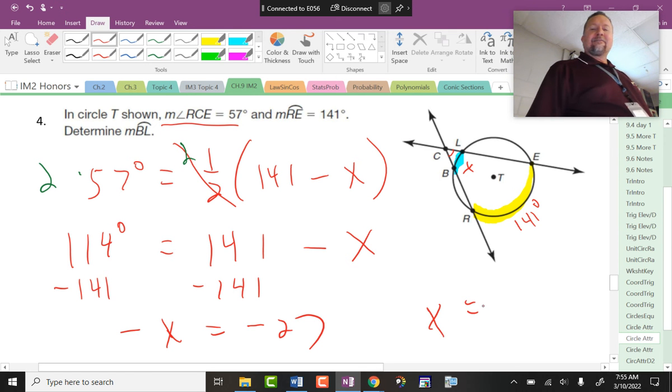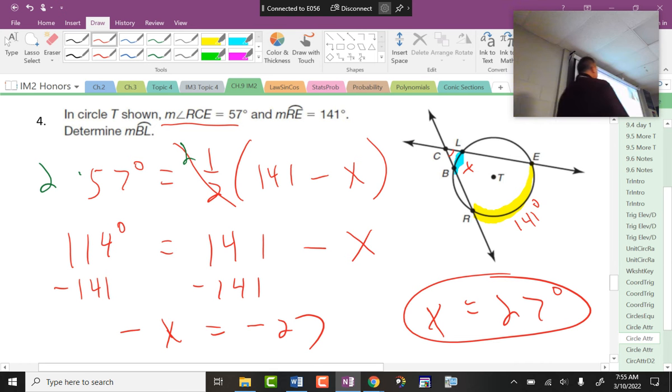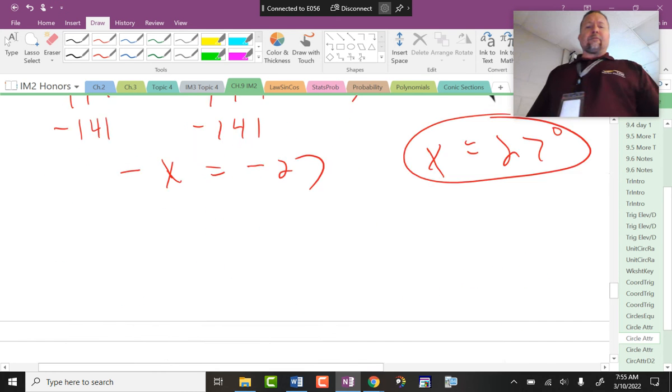Wow, look at first hour now. So now x equals 27 degrees, and we can go from there. So anyway, an exercise of the formula, half big arc minus small, and then going from there.